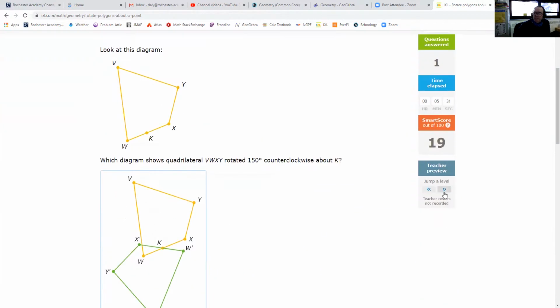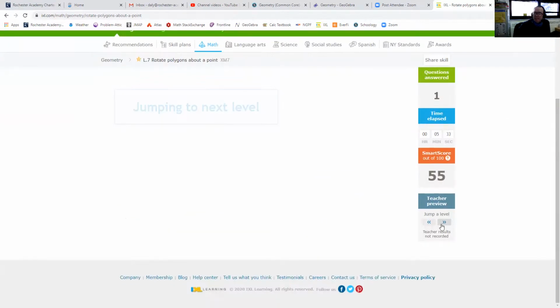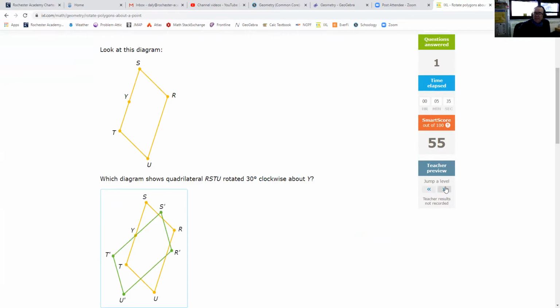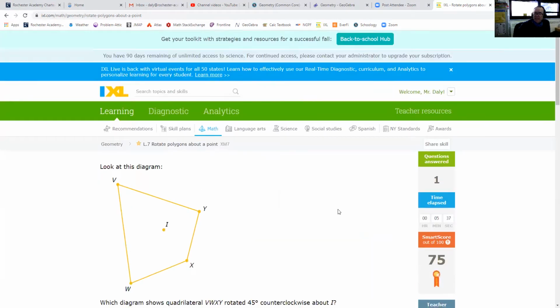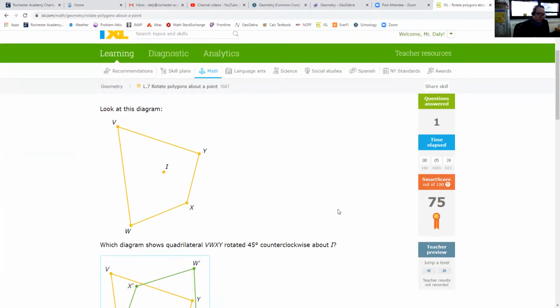Let me jump up to a higher level. This is a tool that I get being a teacher. Once you get to 75, you're going to have a slightly different circumstance. You're going to start having problems where the center of the rotation is not in the figure.